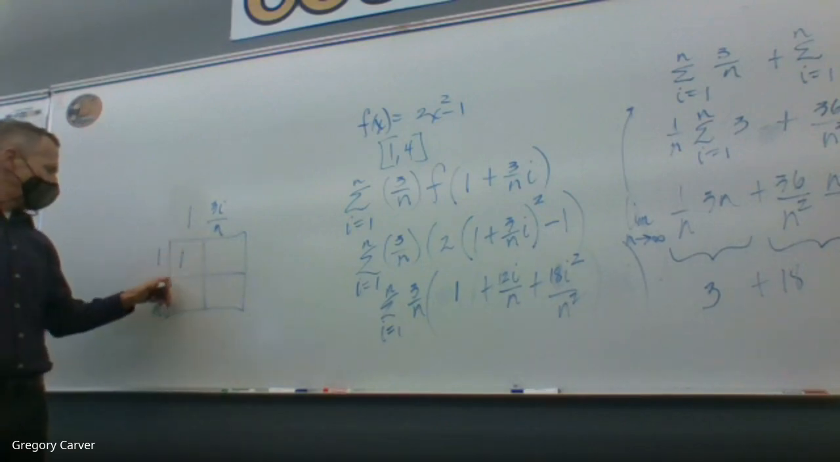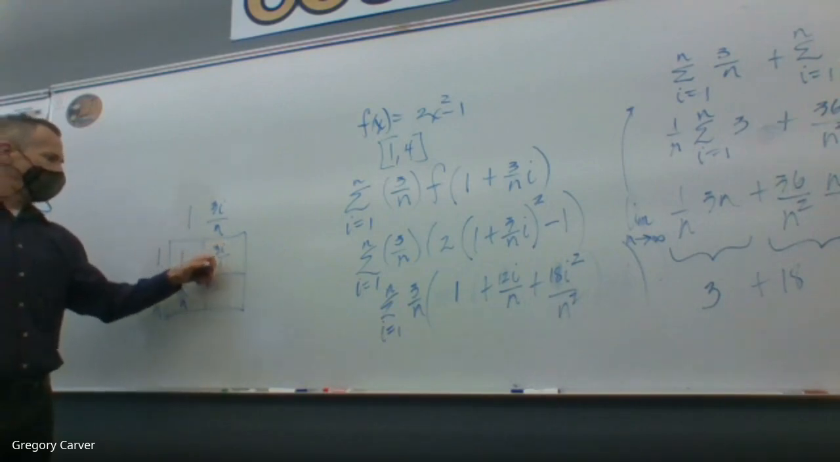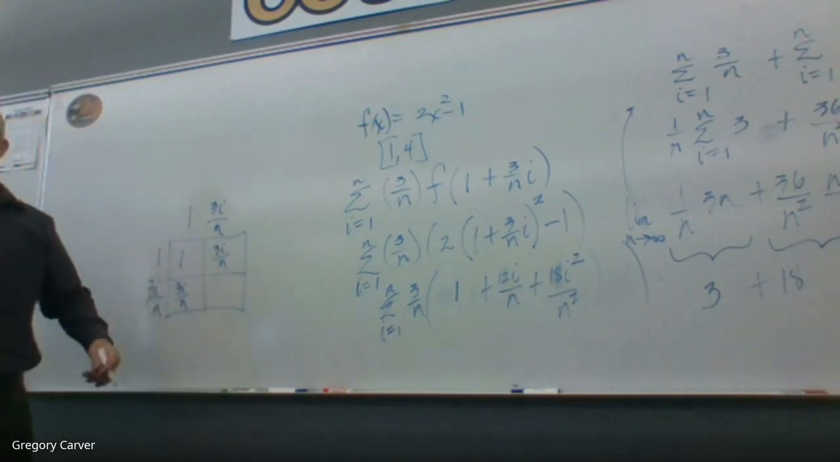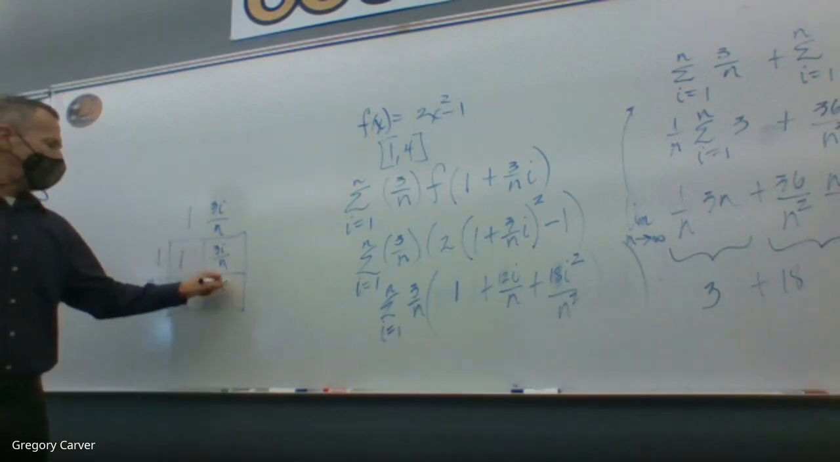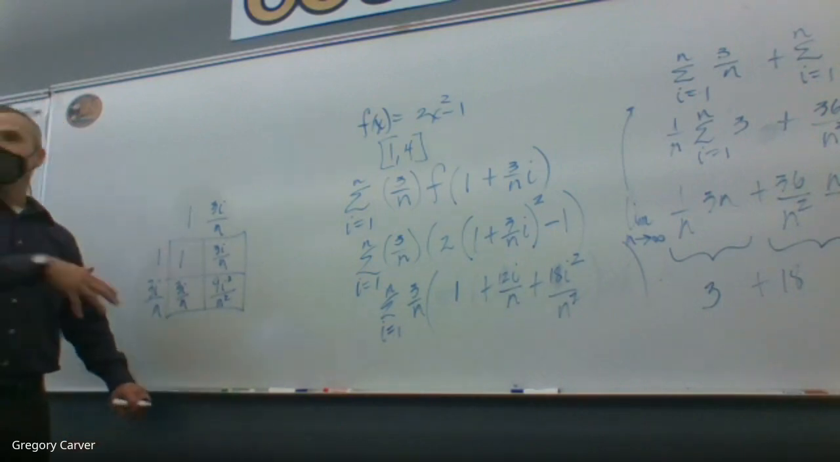This is going to be 1 times 3i over n. Good? This is also going to be 3i over n. And isn't this just everything times itself? 9i squared over n squared. I think this helps, especially with difficult stuff like this.